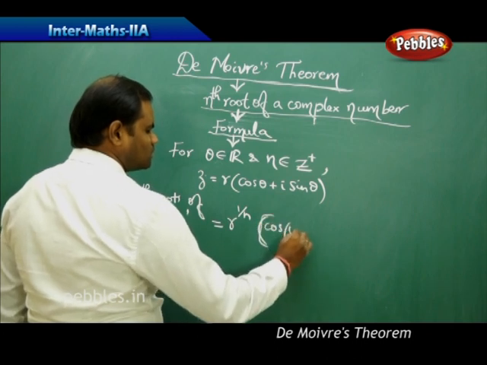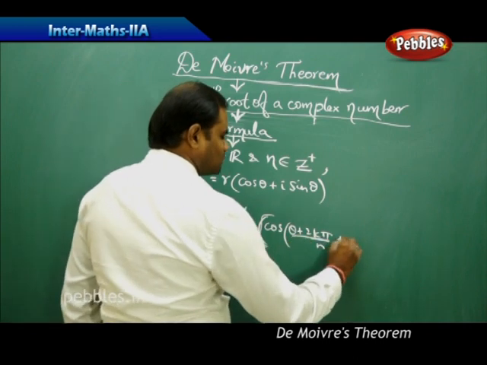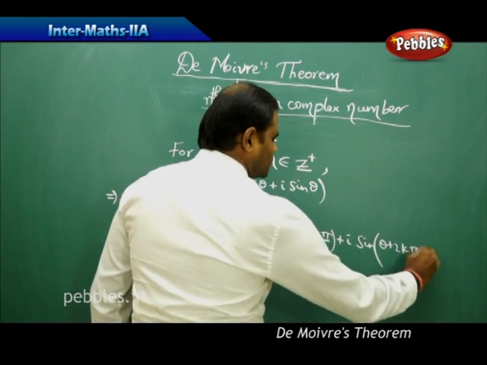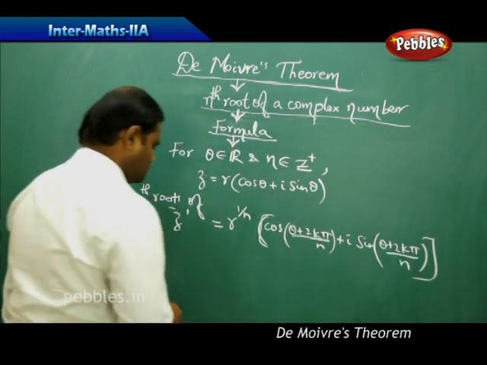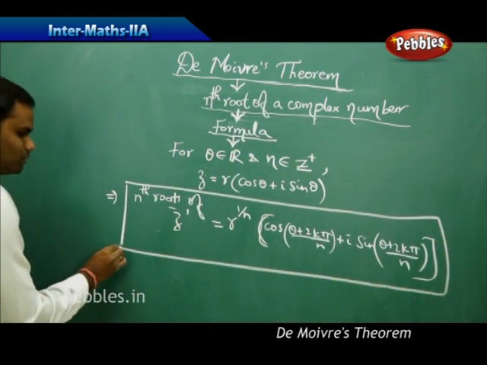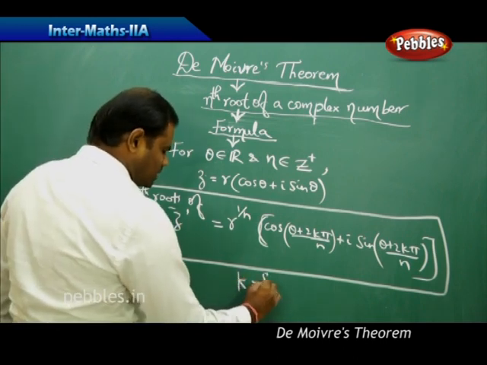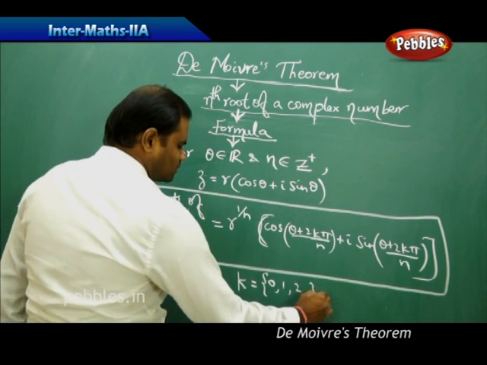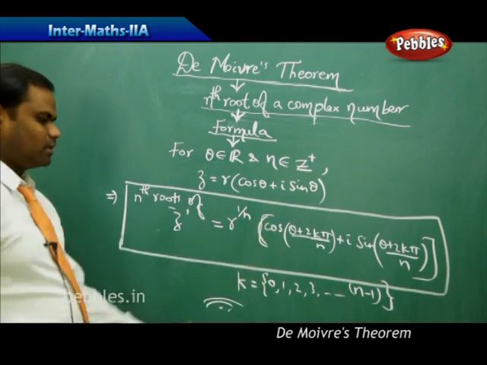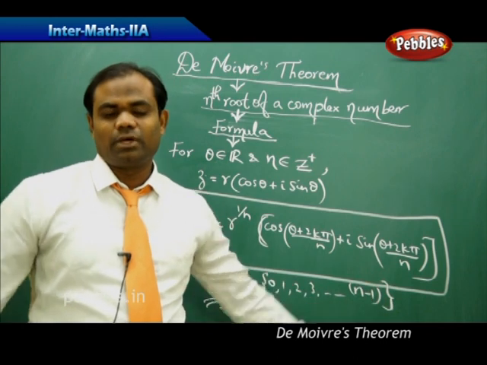cos((theta plus 2k pi) by n) plus i sin((theta plus 2k pi) by n). This is how we derive the formula for the nth roots of a complex number z, where k is set to run from 0, 1, 2 till n minus 1. This is how we understand the nth roots of a complex number for k running from 0 to n minus 1.